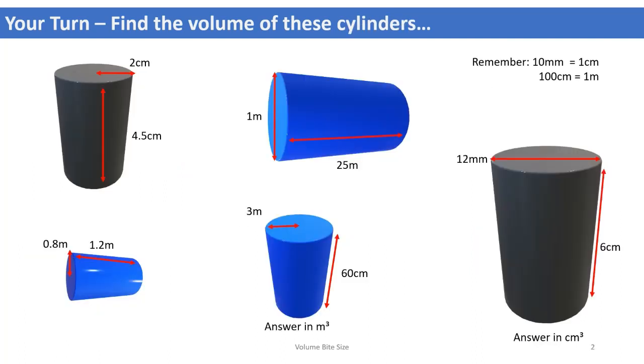So here we go with the cylinders. And again, remember, 10 millimeters is a centimeter, 100 centimeters in a meter, because you will notice in some cases that they want answers in meters cubed, or they want answers in centimeters cubed. So I'll give you a little bit of heads up. 60 centimeters is 0.6 meters, and 12 millimeters is 1.2 centimeters.